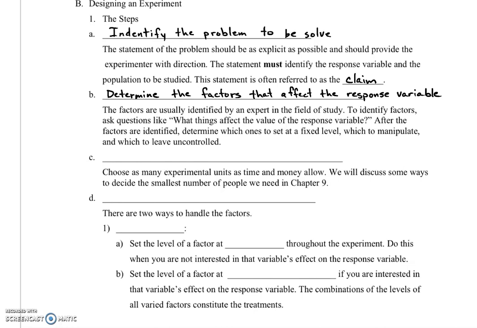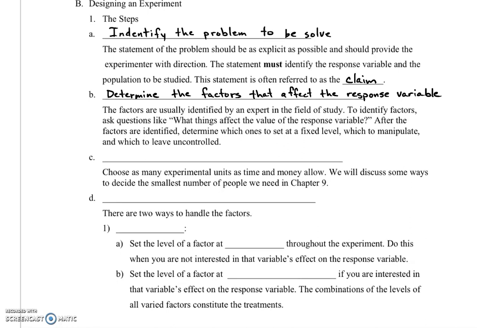After we identify the factors, then we determine which ones are set at a fixed level, meaning we keep them constant, they don't change throughout the experiment, and which ones we're going to manipulate or change, and which we're not even going to try and control, meaning we kind of ignore them.